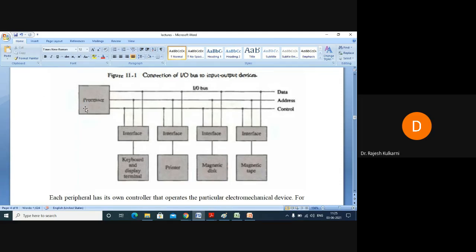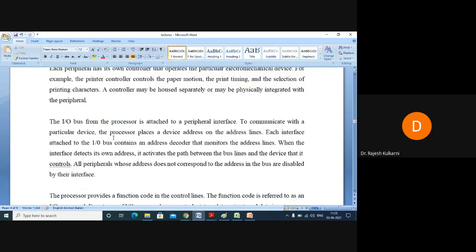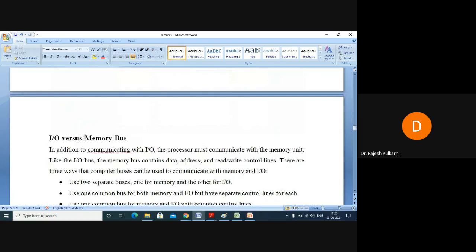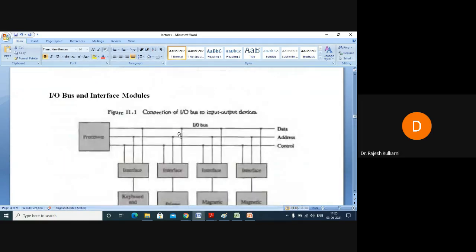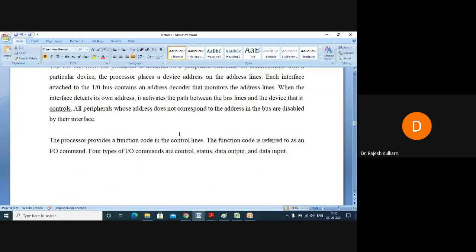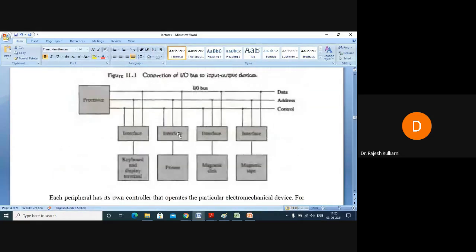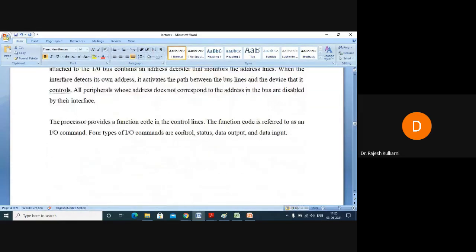But the CPU also talks to memory, right? It means the CPU requires a memory bus also to talk to the memory. The memory itself can talk to the CPU or it can talk to the peripheral devices.